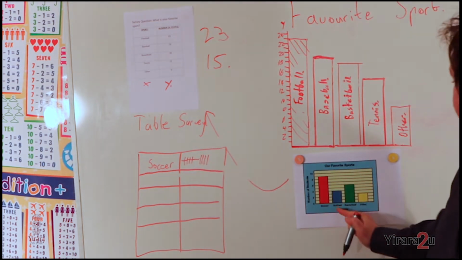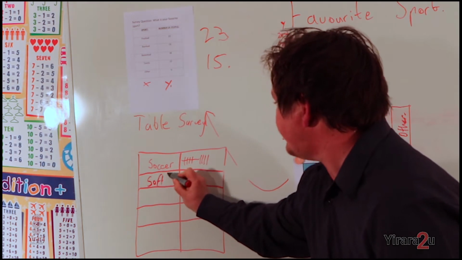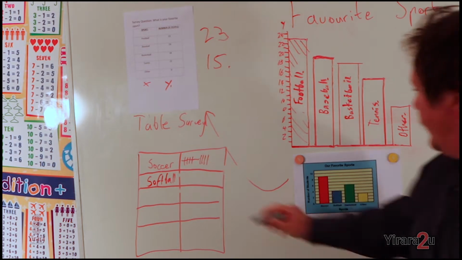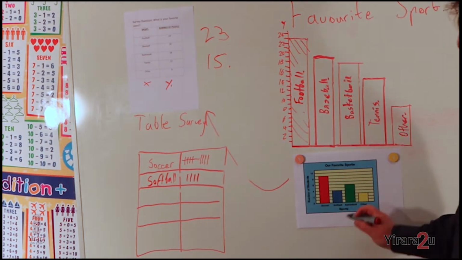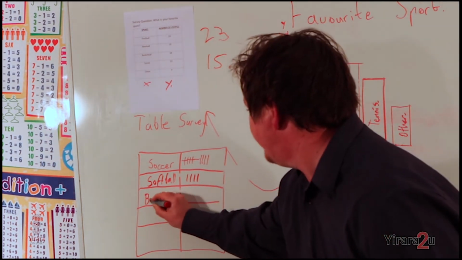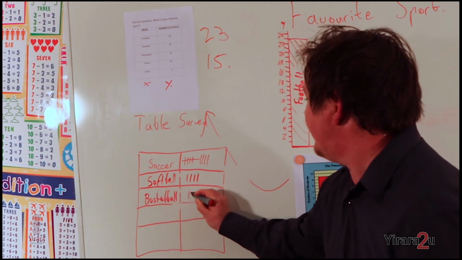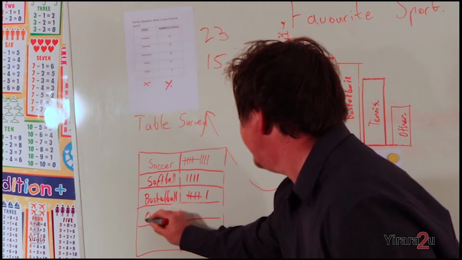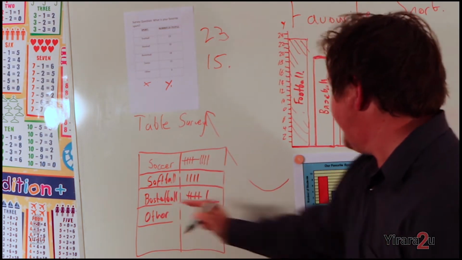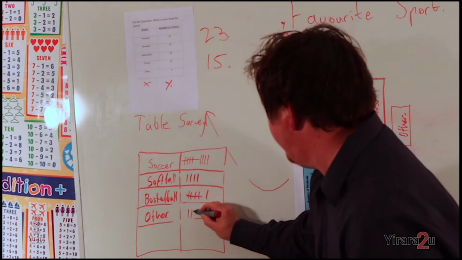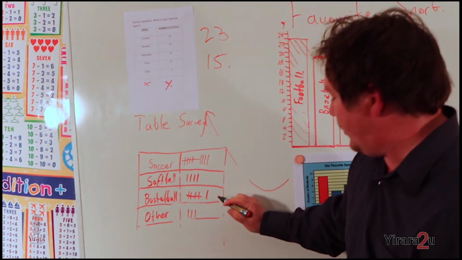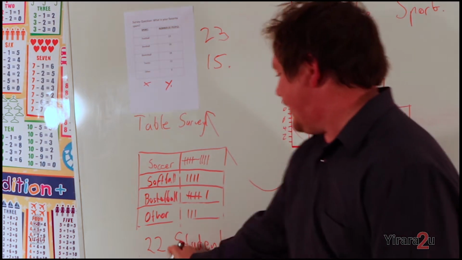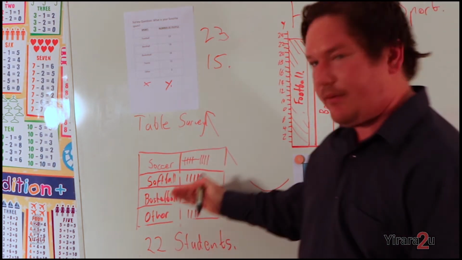Yep, and I'm gonna go through and do all of these. So how many in softball? We had 4 students. We look at the left, that tower goes to 4. Basketball, we got 6, so we're gonna put basketball. And I'm gonna draw 6. 1, 2, 3, 4, 5, 6. Other sports, we had only 3 students from that community. The total number of students was 22 students in total were surveyed, and these were their preferences.